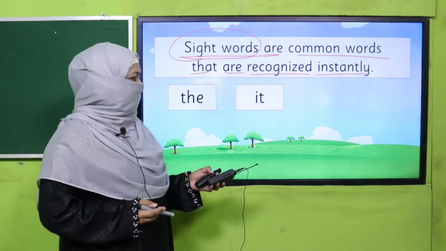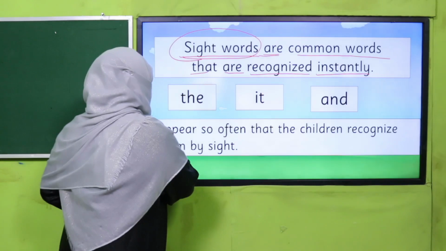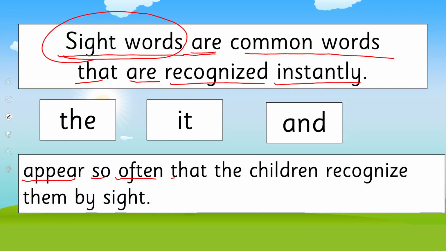It, and. So these words appear so often that the children recognize them by sight. You look at them and you say it. This is known as a sight word.